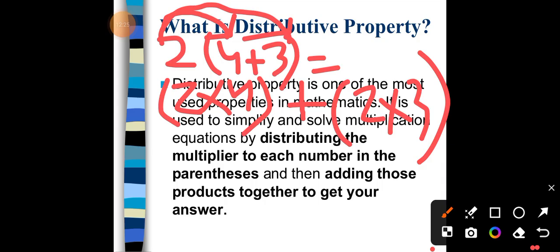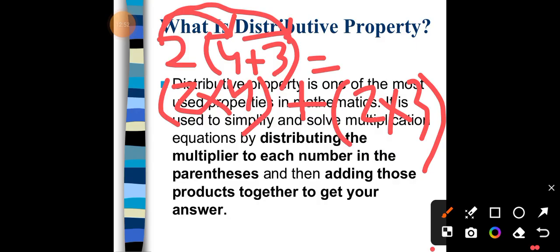Now the plus will remain in its place, but here the 2 means multiply is present in between, so they will be multiplied. What are we going to do now? First of all, let's solve.